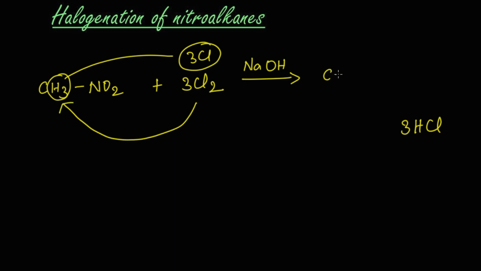So we get CCl3NO2. What is this? Trichloronitromethane. Another name of this compound is chloropicrin.